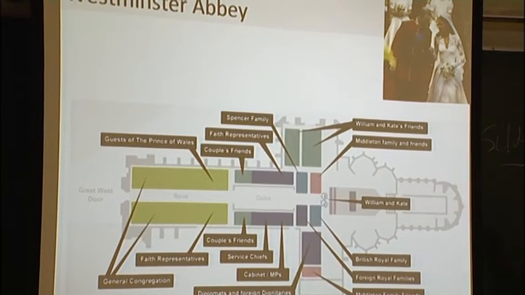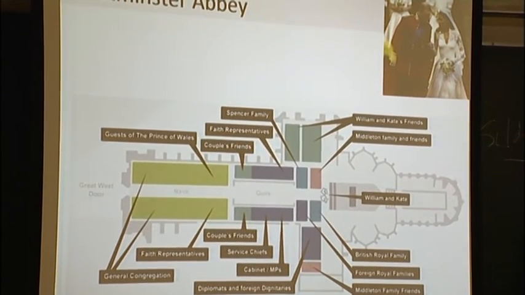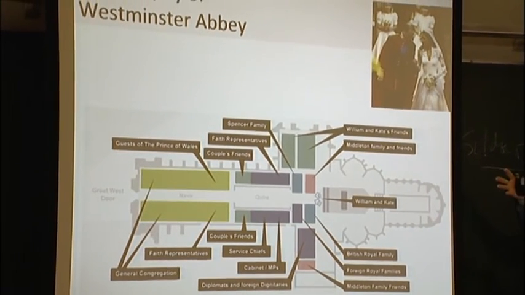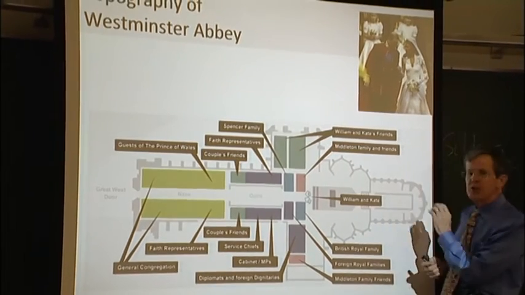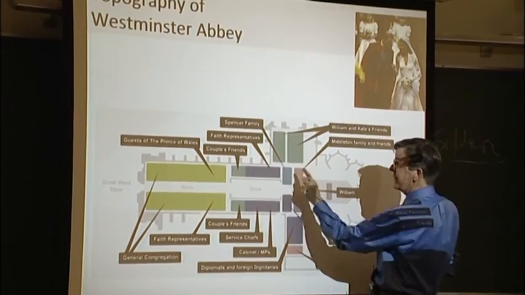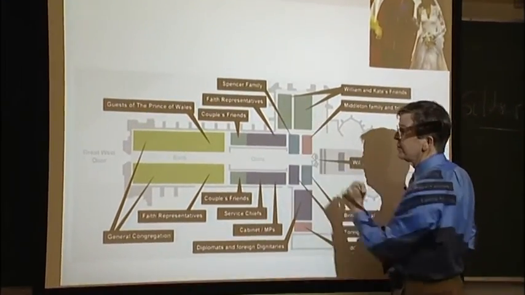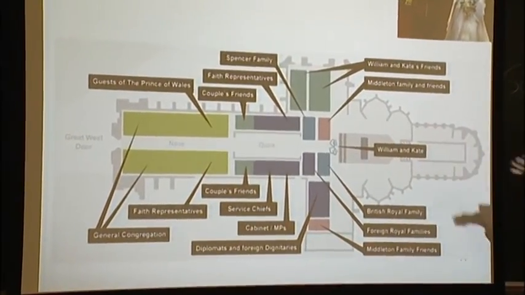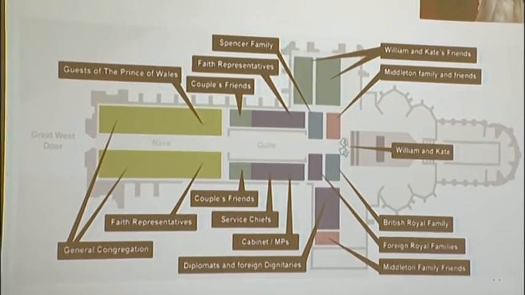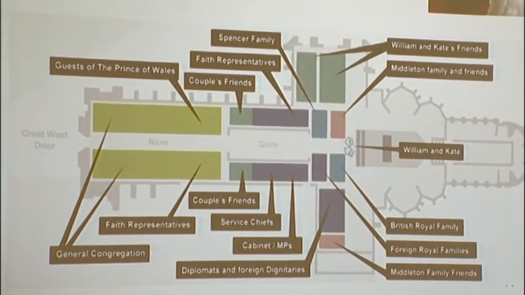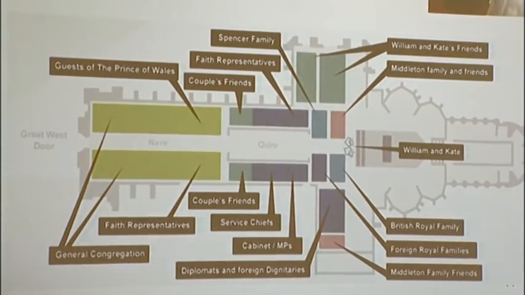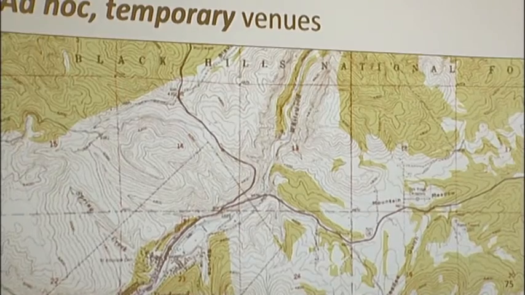Here is, because I was interested in these two guys here, look at the topography of Westminster Abbey. I mean, you, by God, have to sit in a particular place. So if you're the Spencer family, you sit there. You don't sit over here, you don't sit over there, and so on. So everybody has a place. And you indicate who you are by where you sit. Well, it's more than that. You aren't allowed to sit where you aren't allowed to sit. Okay.